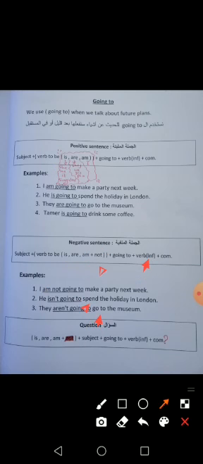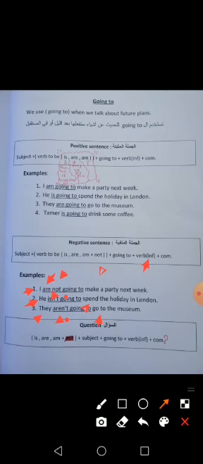But here we have am, is, and are. If the subject is I, we use am. The subject is he, we use is. The subject is they, we use are. And to make it negative, we add not. Can you see that?